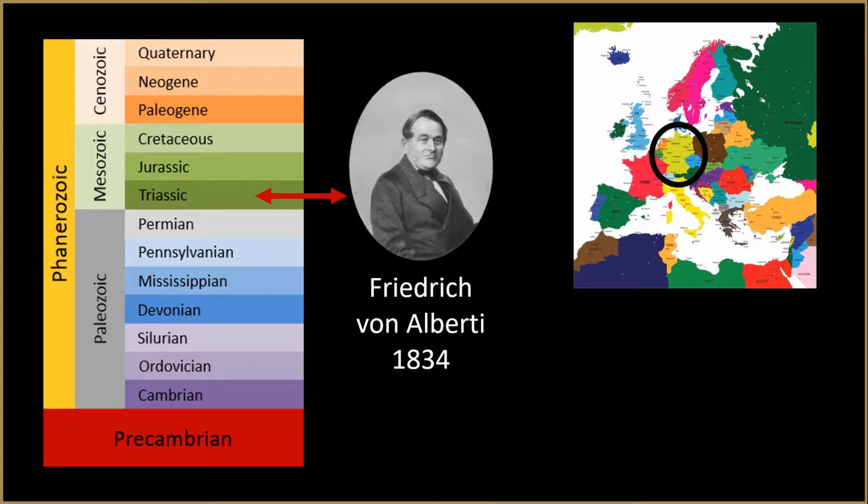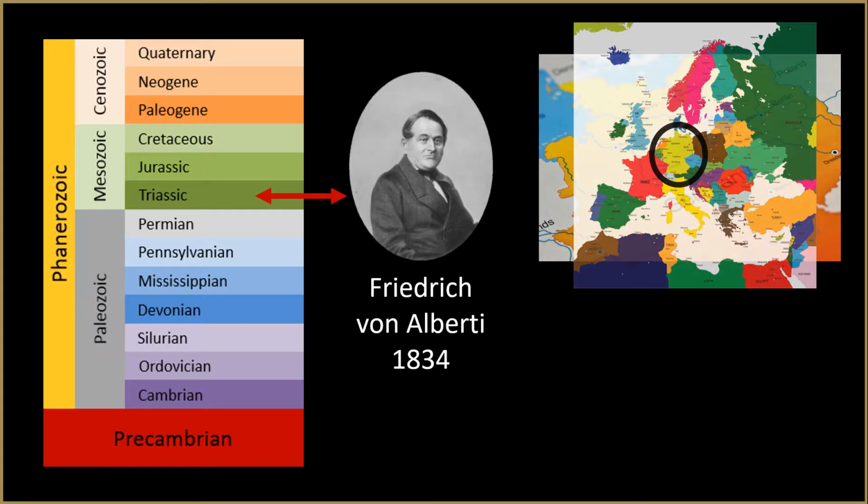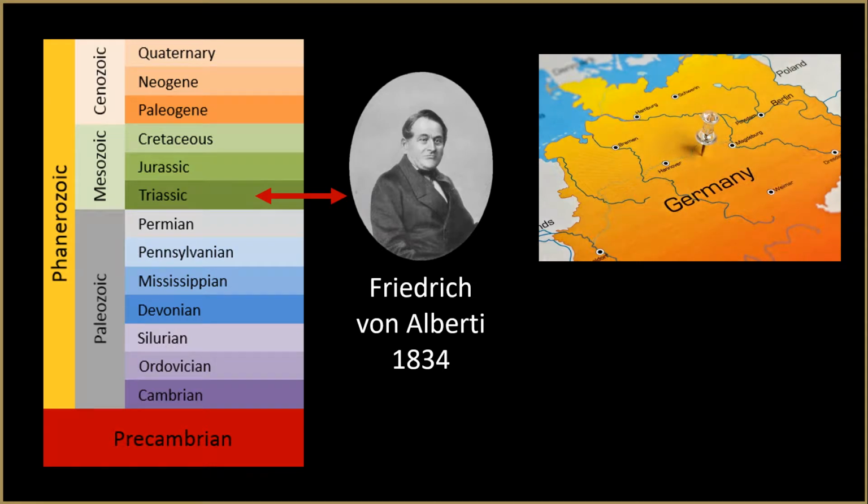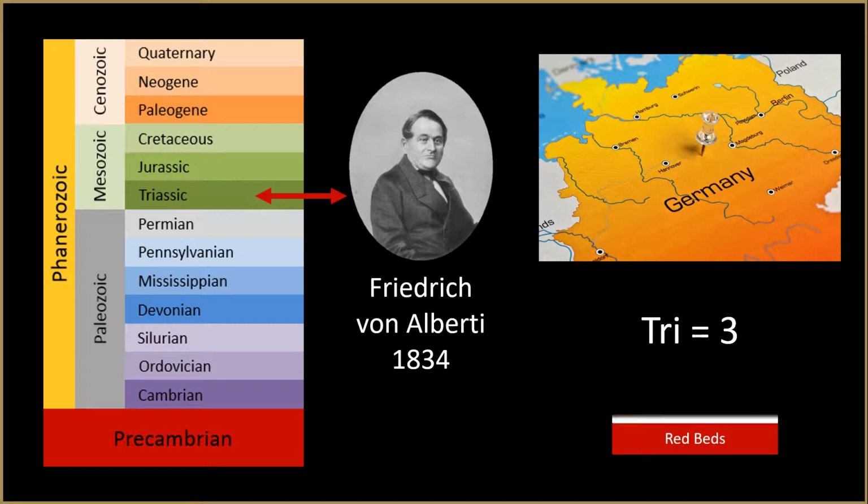The Triassic was named in 1834 by Friedrich von Alberti because of the three distinct rock layers that are found throughout Germany and northwest Europe. The three layers include red beds, capped by chalk, followed by black shales.